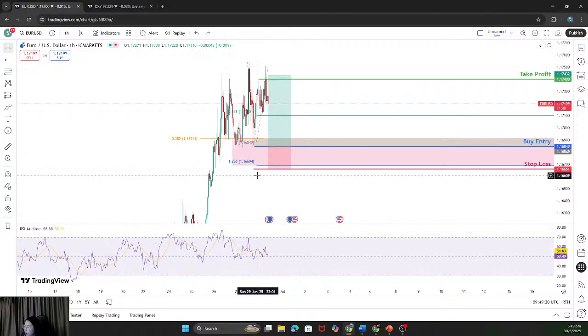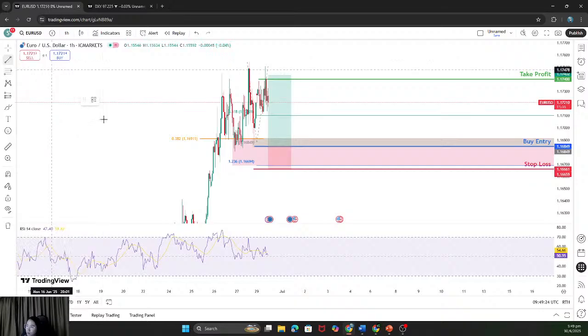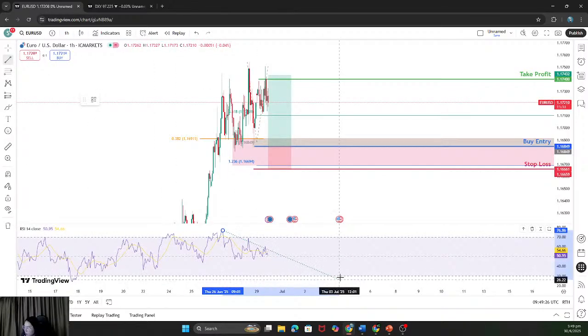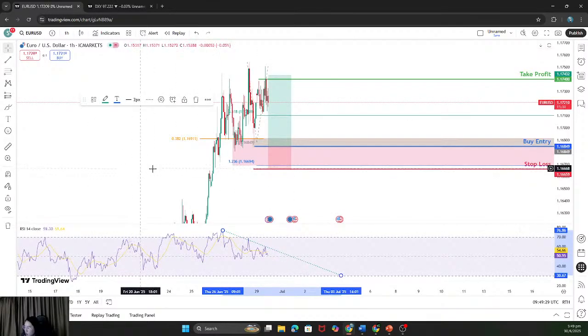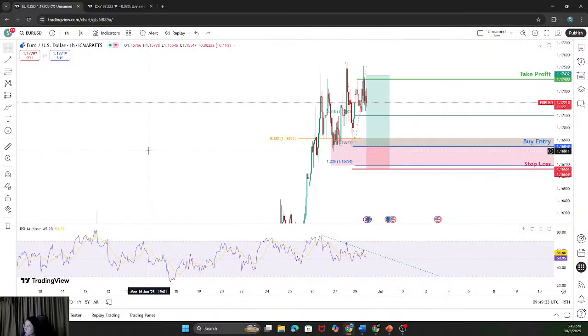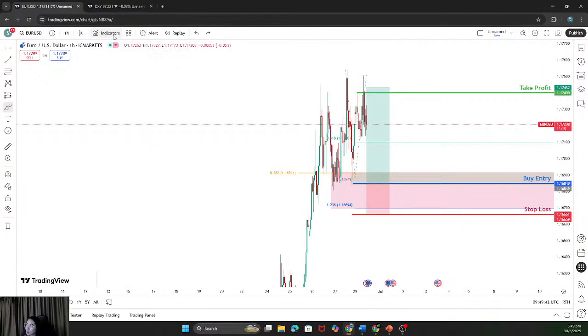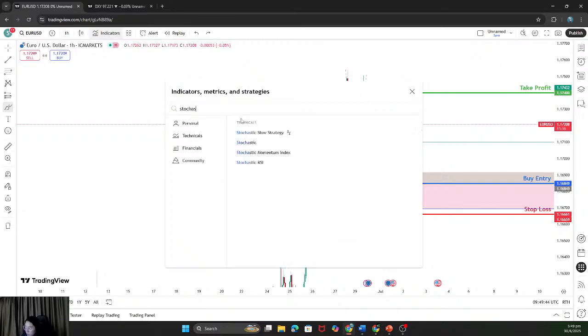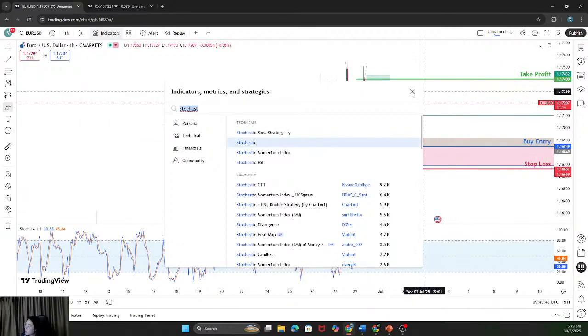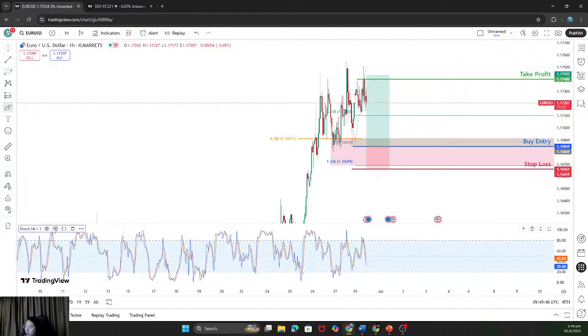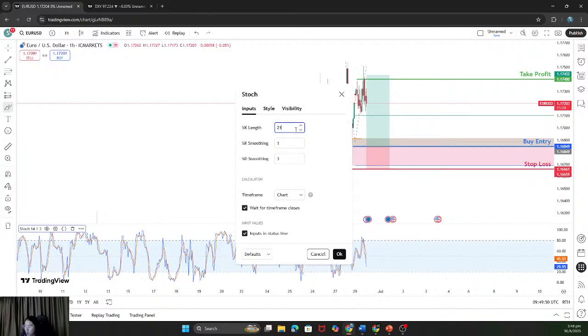What I'm looking for is divergence. Right now, there is divergence. Price is going down here, but on the indicator, it's going up. Okay, I am happy with this analysis, honestly. So far, so good. Okay, the numbers are 21, 5, and 3.